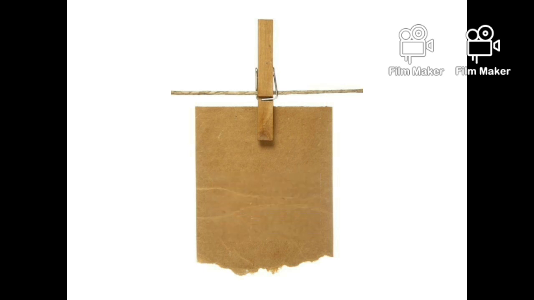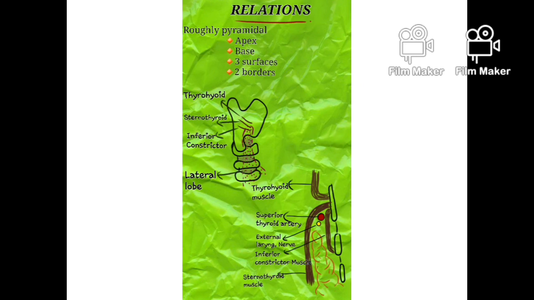Relations of the thyroid gland. The thyroid gland is roughly pyramidal in shape. It consists of an apex, a base, 3 surfaces, and 2 borders. First of all, let us discuss the relations of the apex of the gland.